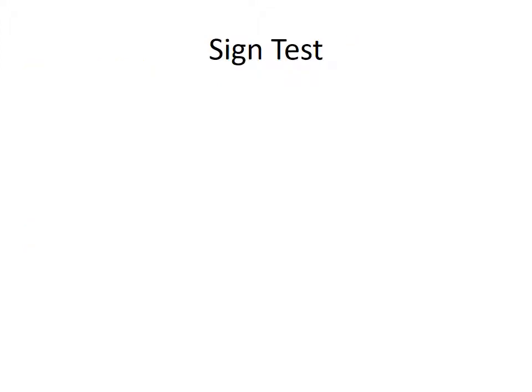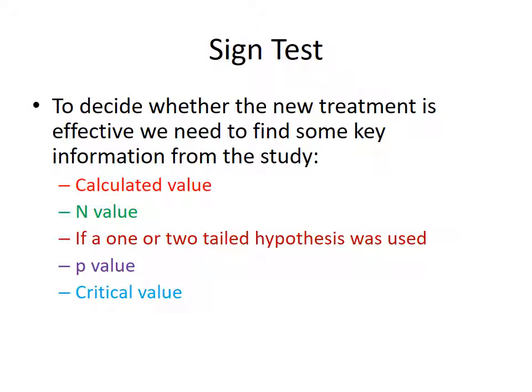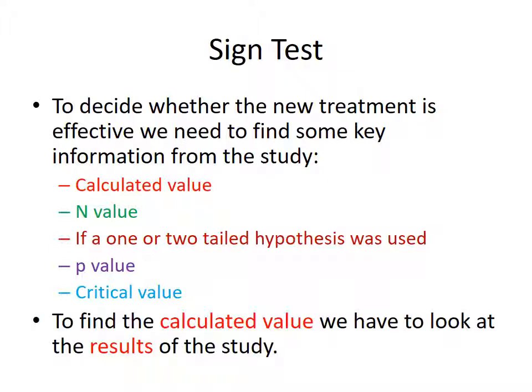Okay. So the sign test. To decide whether or not this new treatment is actually effective, we need some key information. Okay. We need what we call a calculated value, which is a value we calculate from the test itself. We need the N value, which is just the number we're looking at. We need to know if a one or two-tailed hypothesis was used, which we already know. We need the p-value, which we can assume, and we need the critical value, which is what we get from a critical table. Okay, but we need to actually carry out a sign test to get this calculated value, so we have to look at the results.